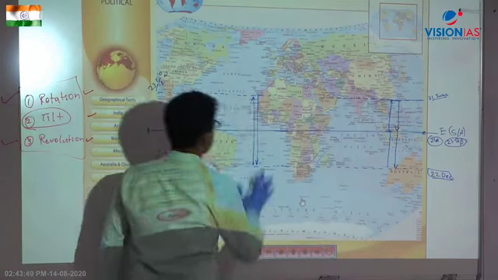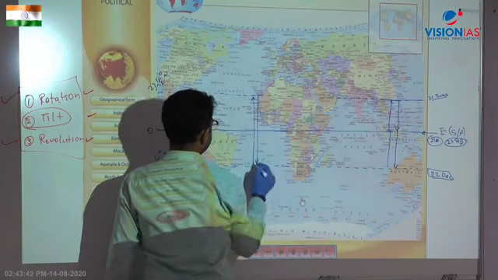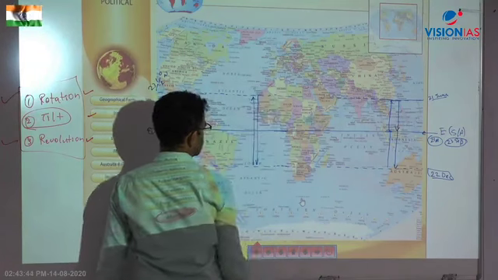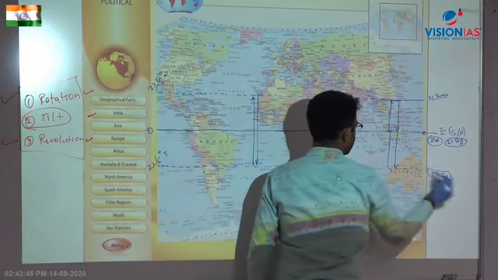One during the sun's motion from here to here, another from here to here. Here to here it will take 6 months, here to here it will take 6 months. Can you see? December to June, June to December.